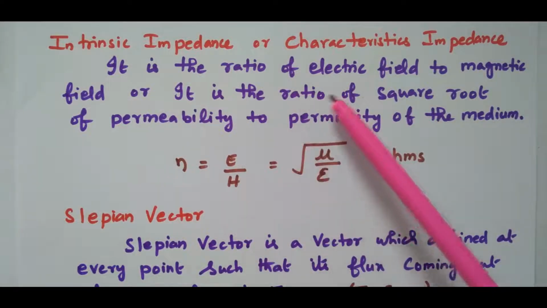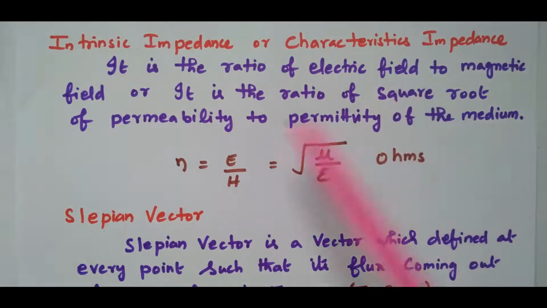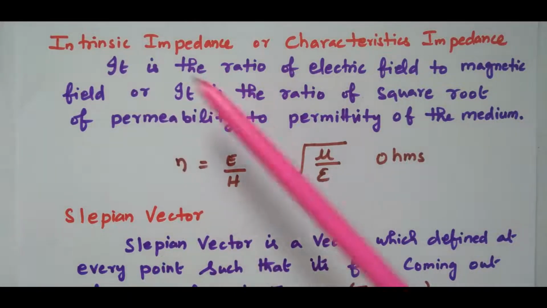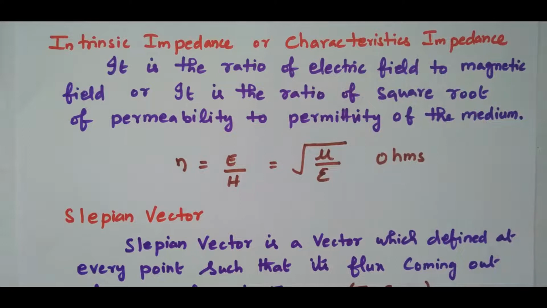It is a ratio of electric field to the magnetic field, E divided by H. The ratio of electric field to magnetic field is termed intrinsic impedance or characteristic impedance, and it is also the square root of the ratio of permeability to permittivity of the medium, square root of mu by epsilon. The unit is ohms.